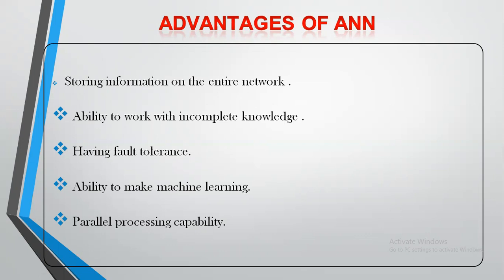Then parallel processing is nothing but doing one or more works at the same time. The same can be done in the artificial neural network also. These are some of the advantages of artificial neural network. Simply saying, even with the missing part of the information, the artificial neural network can produce the output.